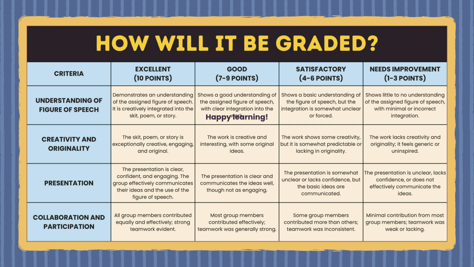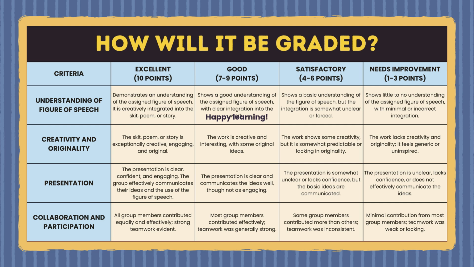Creativity and originality. Excellent, 10 points: the skit, poem, or story is exceptionally creative, engaging, and original. Good, 7 to 9 points: the work is creative and interesting, with some original ideas. Satisfactory, 4 to 6 points: the work shows some creativity, but it is somewhat predictable or lacking in originality. Needs improvement, 1 to 3 points: the work lacks creativity and originality, it feels generic or uninspired.